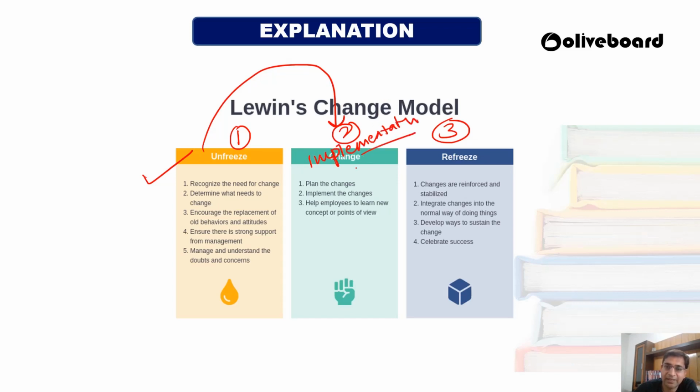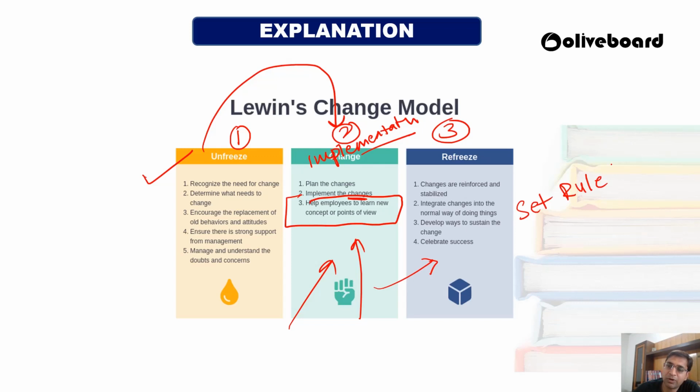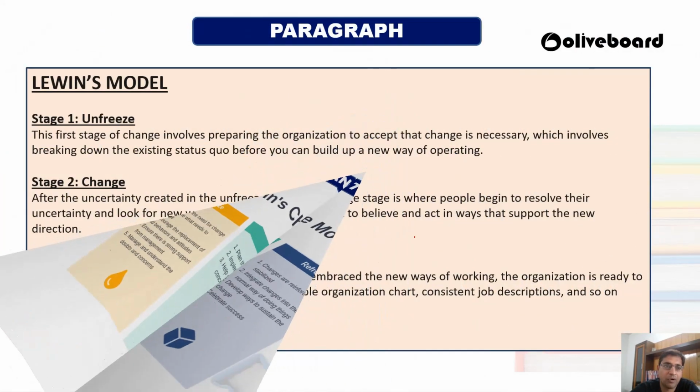phase. Okay, plan the changes, implement the changes, help employees to learn the things that are there. Okay, once people start learning while the change is going on, and once everybody has been able to start doing these changes, then you refreeze the thing. Refreeze means that is the set rule now, keeping it as a set rule. Now everybody will be following these new rules. Okay, changes are reinforced, changes are integrated, a new way of sustained change, and at the last you'll be celebrating the success. Okay, so this is what the Lewin change model is all about.